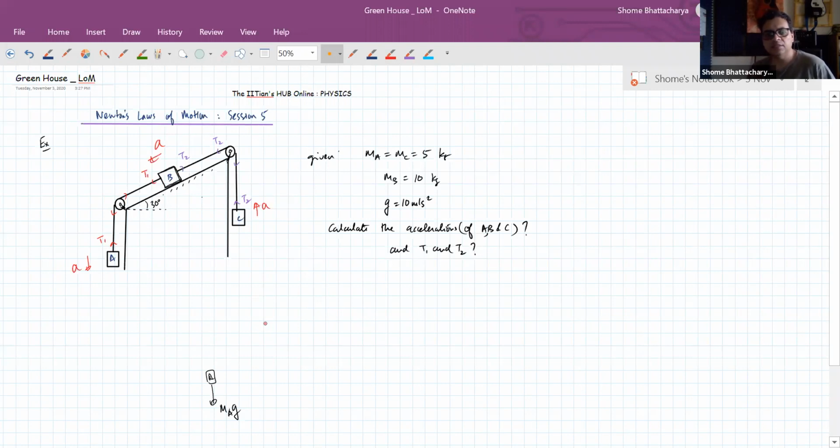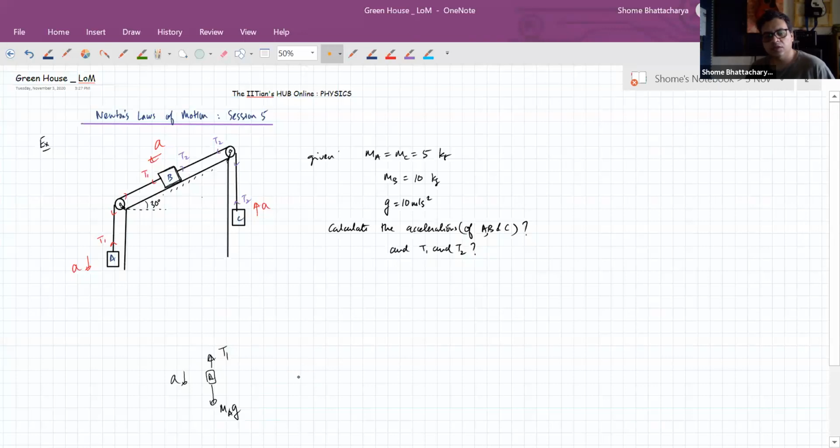Now, how I can guess that C goes up is because A and C have the same mass, 5 kg, but then this block in between is on an inclined plane. So what dominates is the fact that the block is pulling C up. So A and B will end up going down and C will end up going up. That should tell you the direction of the acceleration. So the forces on this are these, and it has a downward acceleration of A.